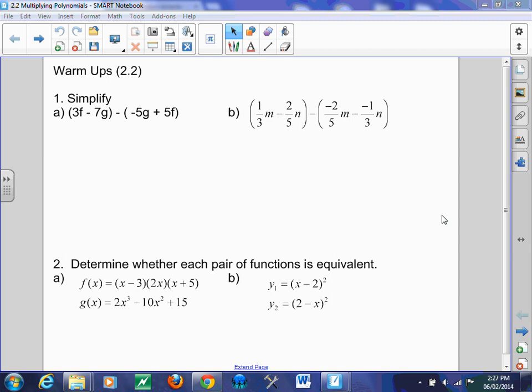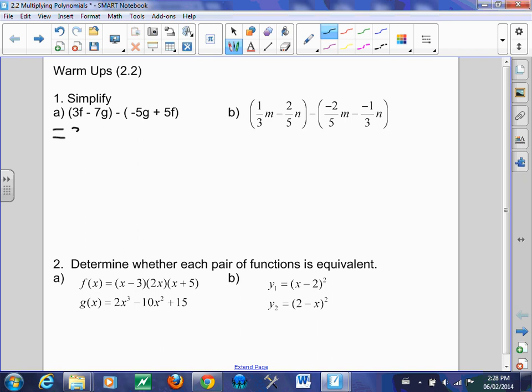So let's get started. Looking at 1a, it says to simplify. So, removing the brackets. There we go. All right, so taking a look here, we're going to start with removing the brackets. So 3f minus 7g plus 5g minus 5f. Everybody with me? Okay, and then collect your f's. So it's going to be minus 2f, and collect your g's, minus 2g.